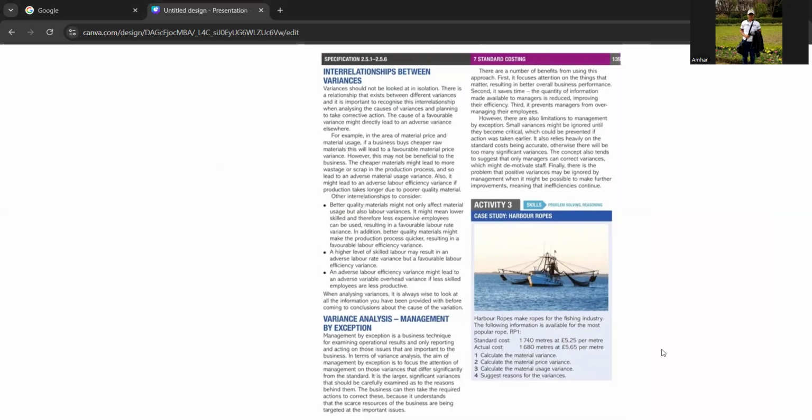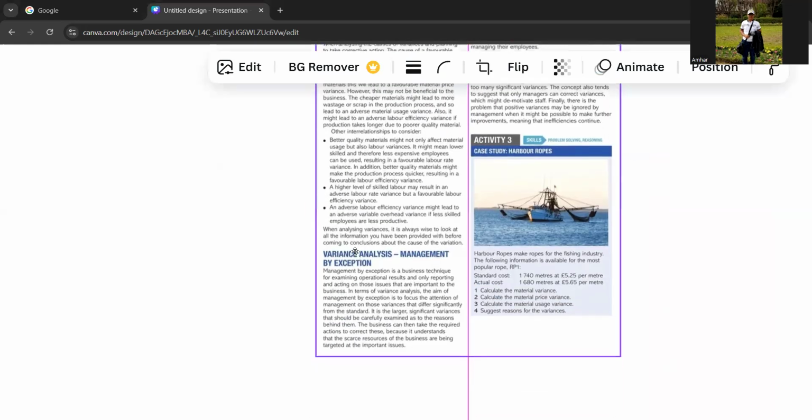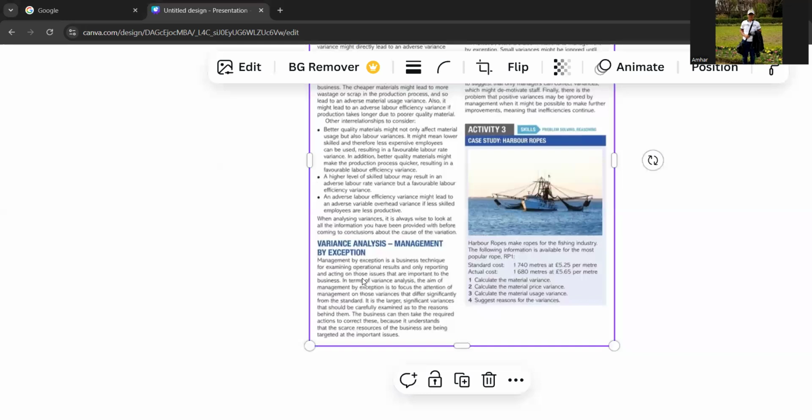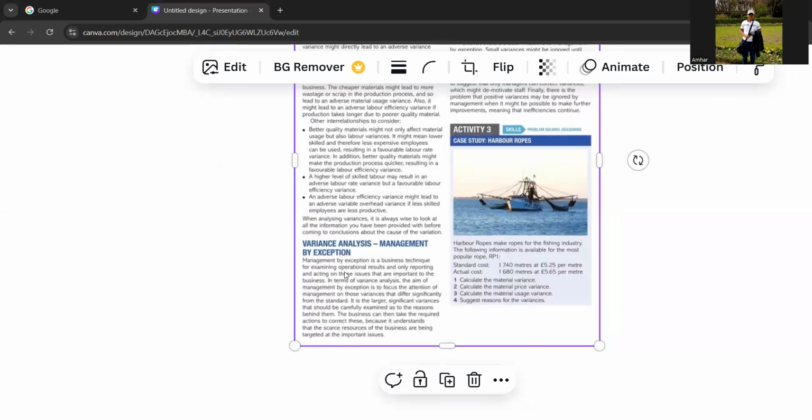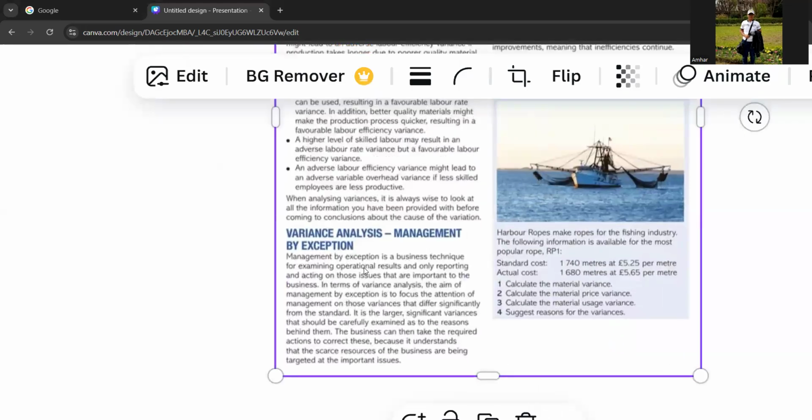Yeah, understood all that. Okay, now look at variance analysis. Now we will learn management by exception. Management by exception is a business technique for examining operational results and only reporting and acting on those issues that are important to the business. So it means examining the operational result and only acting on issues that are important to the business.